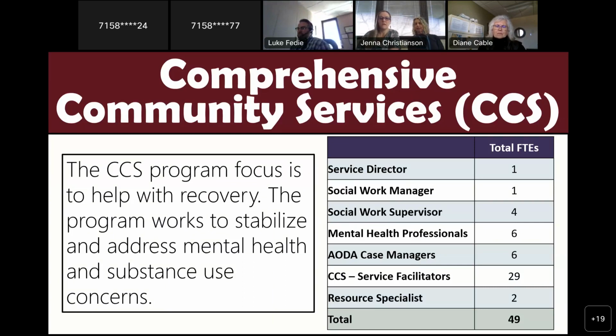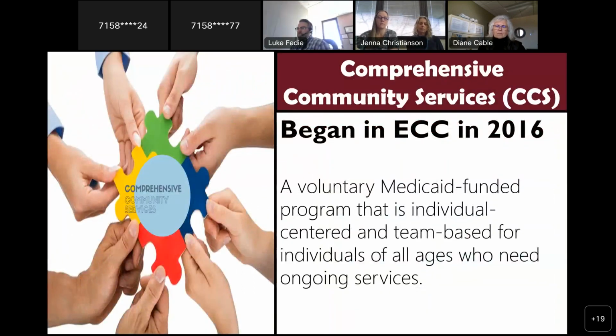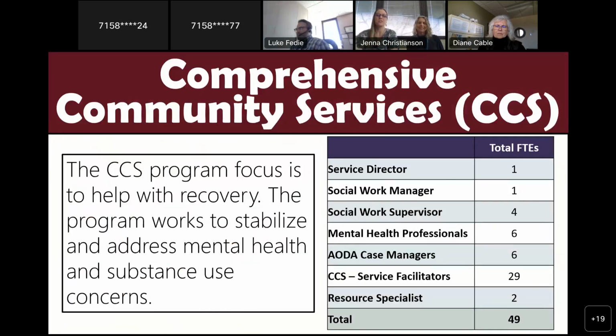And then you can see in the graph there is just a breakdown of our full-time employees. We have 49 total. Luke mentioned a little bit that there's a service director, social work manager. We've got 4 supervisors, 6 mental health professionals, 6 substance use case managers. And then there's 29 service facilitators and 2 resource specialists who handle a lot of the administrative and behind the scenes things with our program.